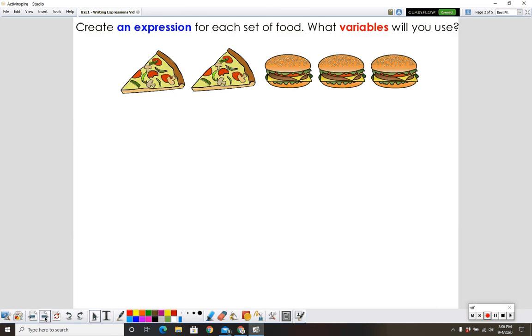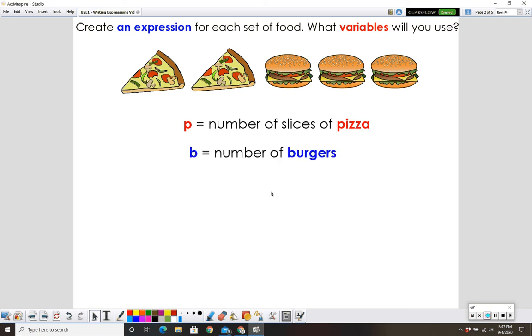So when it comes to creating an expression, you need to know what your variables are going to stand for, because your expression is going to have variables and probably constants, but we need to know what those letters are representing. So in this case, I have pizza and I have burgers. So for me, pizzas, I'm going to represent with the letter P. P is my number of slices of pizza. And my burgers, I'm going to represent with the letter B for my number of burgers.